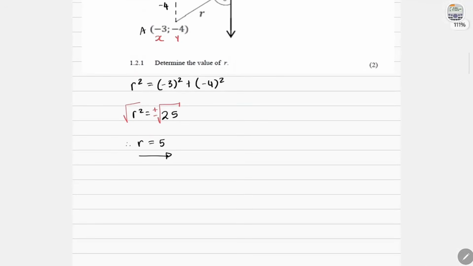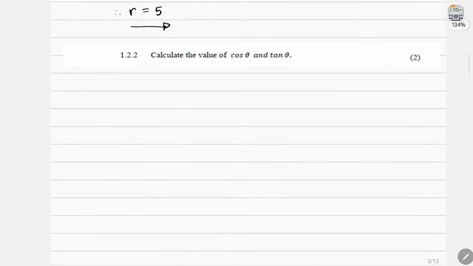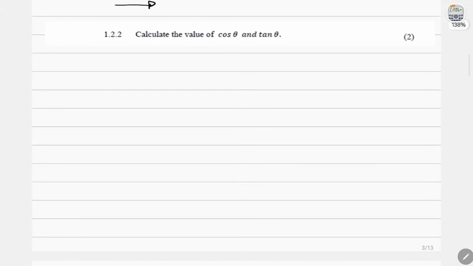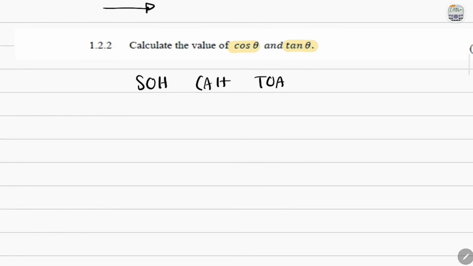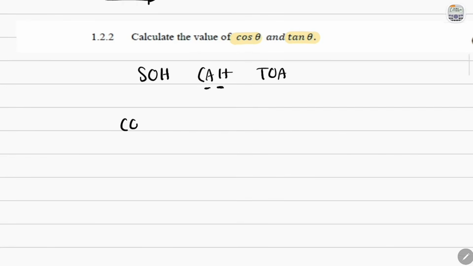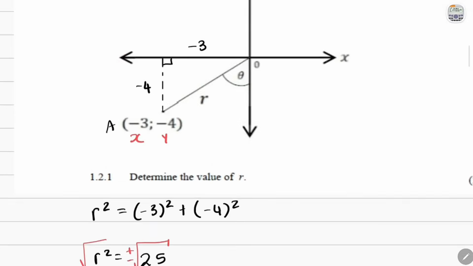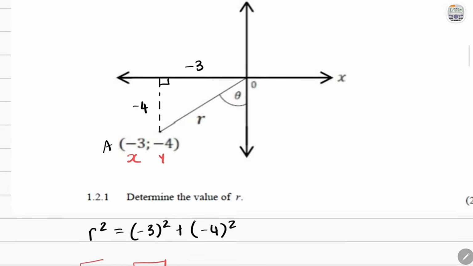Moving on to the next question. Question 1.2.2 says calculate the value of cos theta and tan theta. So to find the value of cos theta, we can use the acronym SOHCAHTOA to find these sides. Cos is adjacent over hypotenuse. So cos equals adjacent over hypotenuse. So let's look for cos theta.